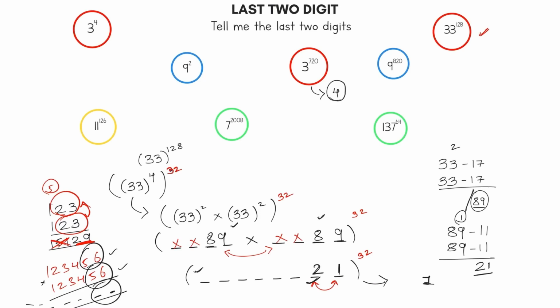Since this is 1, the unit digit will be 1, and the 10th digit is this last digit into this second last. 2 into 2, 4. 41 are the last 2 digits of 33 raised to 128.